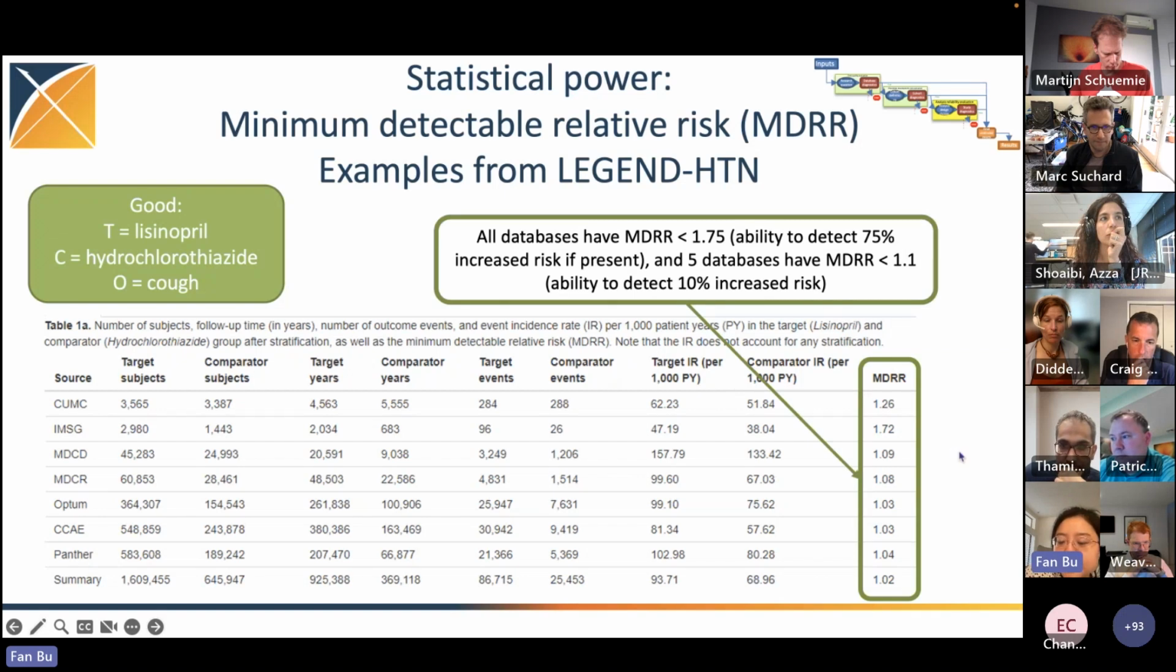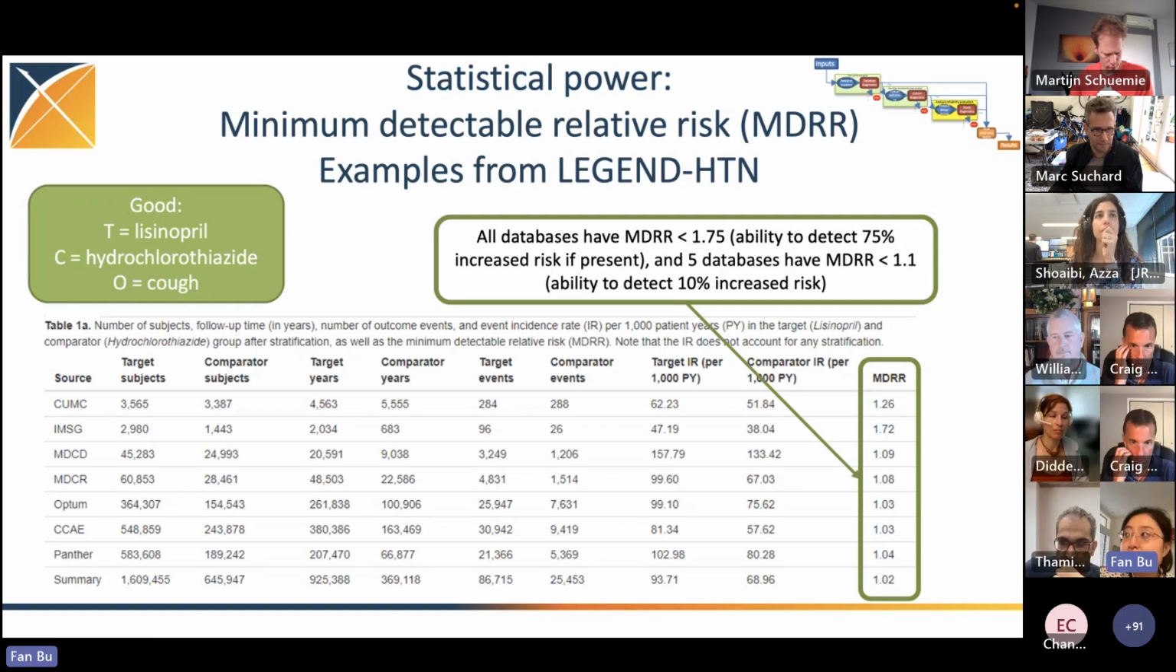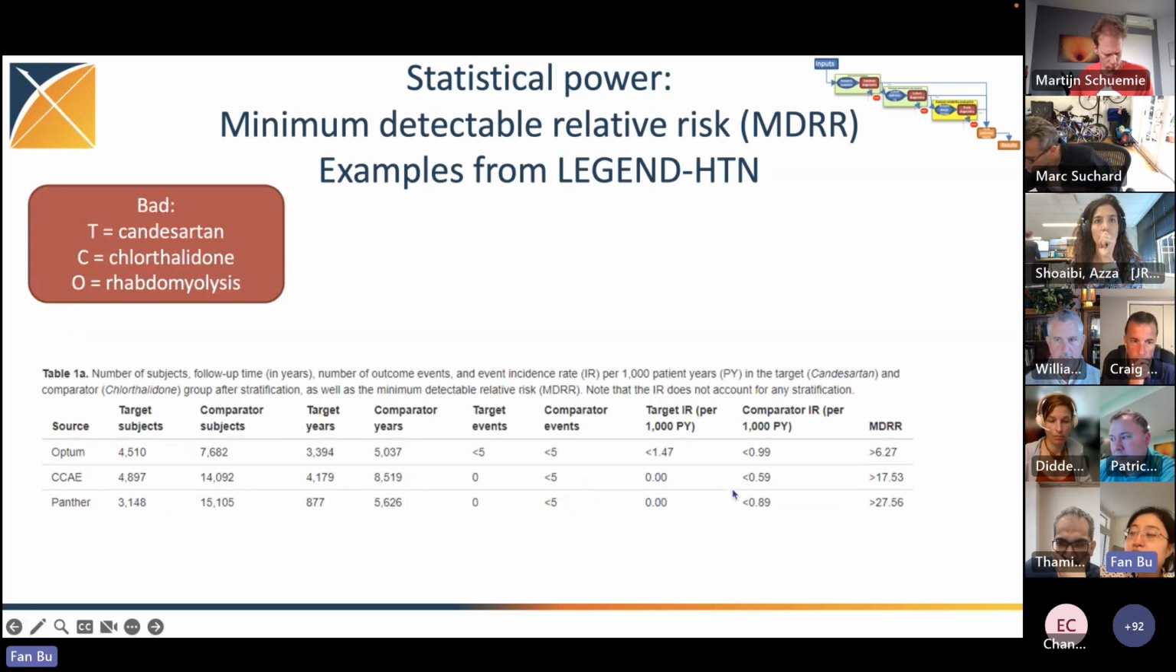And here we can see that all of the MDRRs are pretty small, meaning that here we do have enough power to detect reasonably small effect sizes. So here, this is kind of a good case.